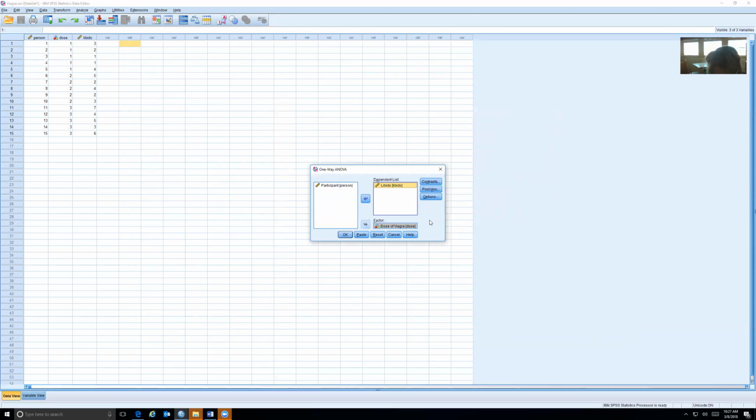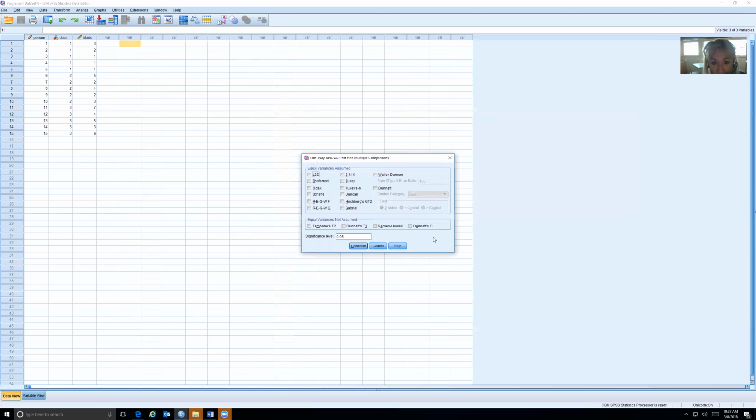Now, everyone has their favorites and everyone has the ones they don't really like. I would like you to click on post hoc here and choose the Bonferroni. This is a very conservative test. If it's significant in Bonferroni, you know you found a difference.